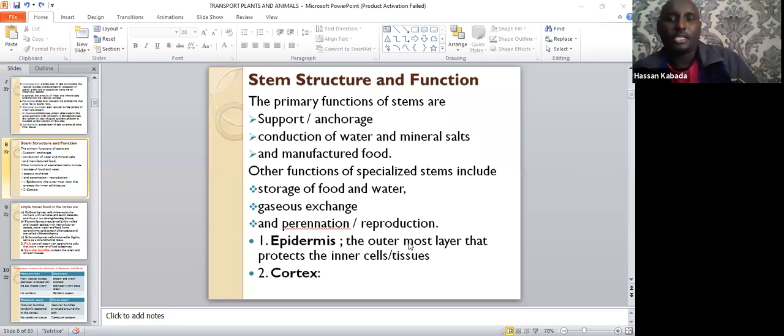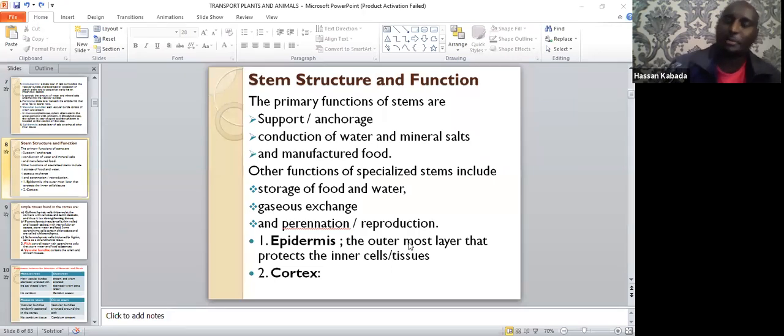Stem, structure, and function. So now that we have understood how the roots are adapted and their functions, you realize that water molecules are taken into the plant through the roots, the root hair cells, through the cortex, through the endodermis and the Casparian strip. Then the water is now in the xylem. The water molecules and the mineral salts are now well in the xylem.